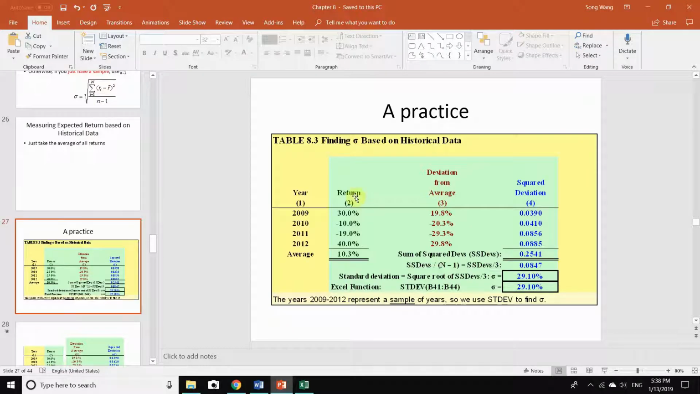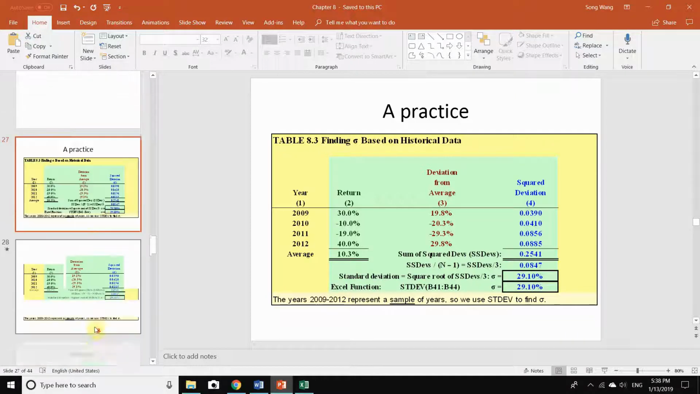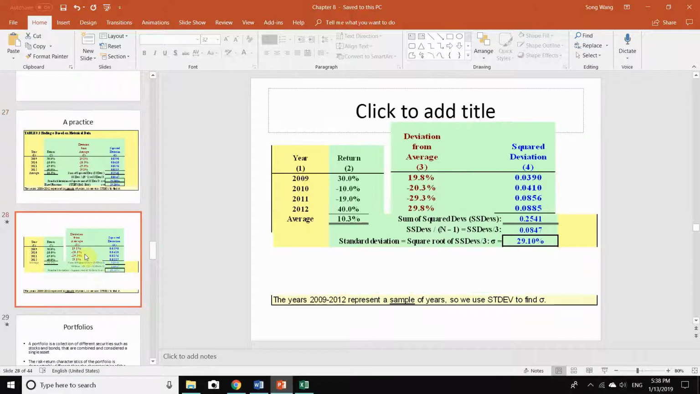Right here, you have 4 returns, and you can solve for the standard deviation as well as the expected return. In the calculator tutorial, I have shown you how to do the work. So this part would be finished if you finish watching that tutorial video for the calculator.